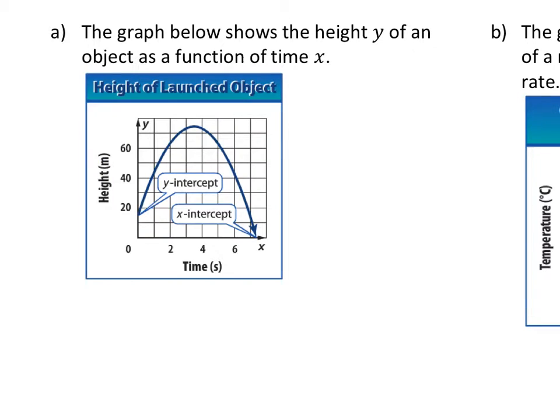Letter A. The graph below shows the height y of an object as a function of time x. So we need to take a look and see, first, is this linear or nonlinear? Remember, linear means a straight line. It's clearly not a straight line, so we would call this nonlinear. And then we need to determine its intercepts and interpret them. So let's go ahead and start with the x-intercept.